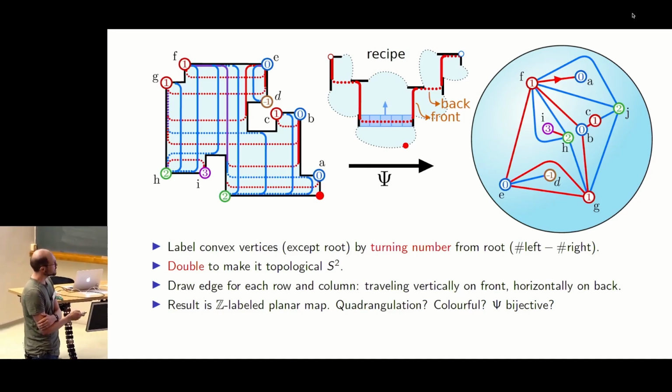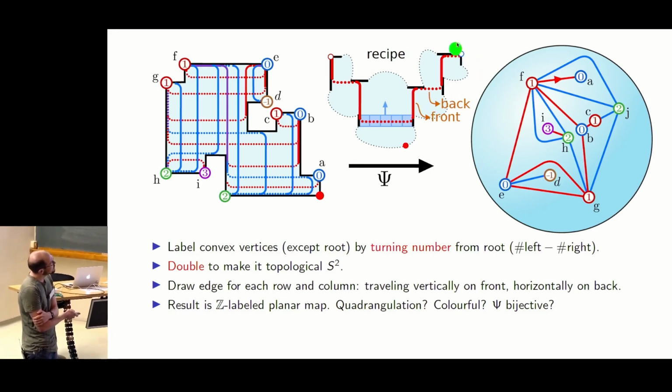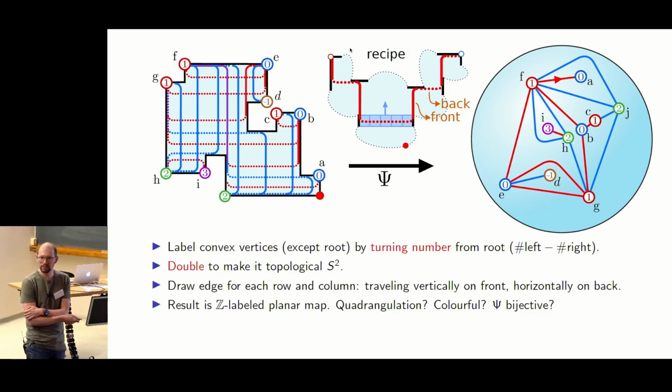Now, one thing you can observe is that certainly this is going to be a properly integer labeled map, exactly because of the prescription where I connect a top right corner to a top left corner, and then I know that in between the number of left and right turns will be equal due to the flatness constraint of the quadrangulation. So it's certainly integer labeled, but it's not at all obvious that it's a quadrangulation, nor that it's colorful, and certainly it's not clear why it's bijective.